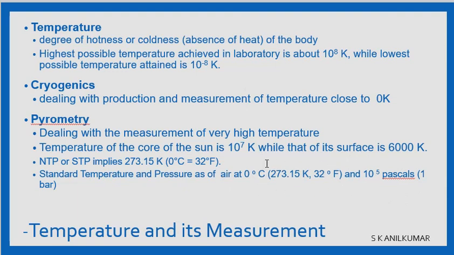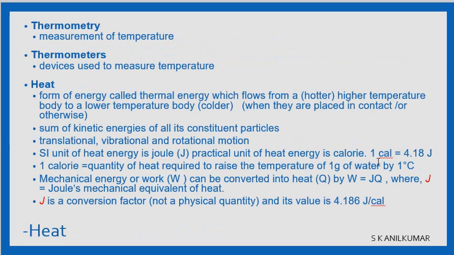Then we have 273.5 K, which is 0 degree centigrade or 32 degree Fahrenheit. 32 degree Fahrenheit is the same as 0 degree centigrade, which is the same as 273 K. At this temperature and 10 power 5 pascals as pressure, whatever air you have, that is the STP of air. So temperature is normally measured based on STP, and it is 273 K or 0 degree centigrade or 32 degree Fahrenheit. So this is 4.18 joules.